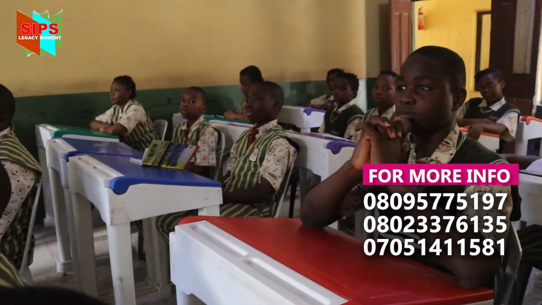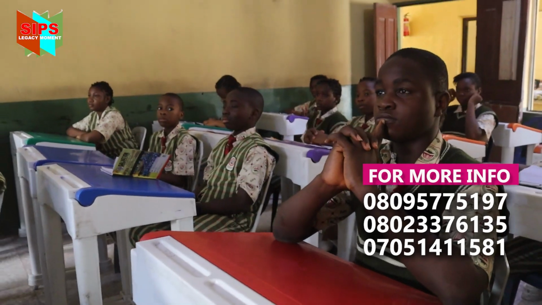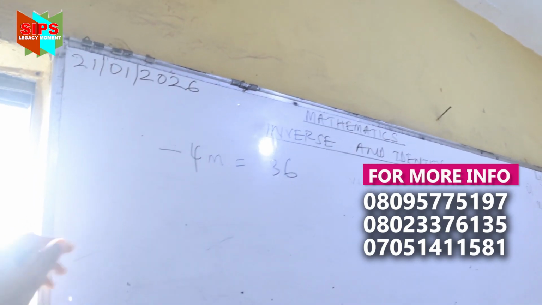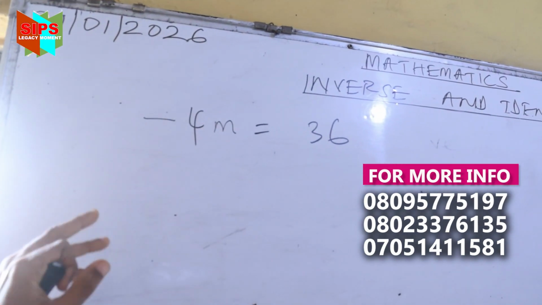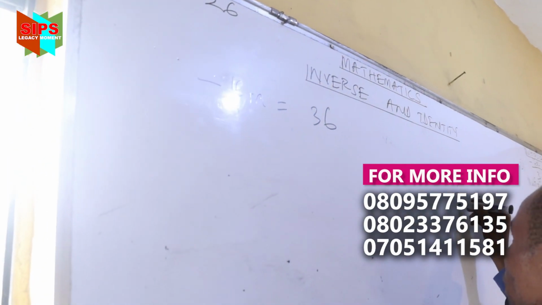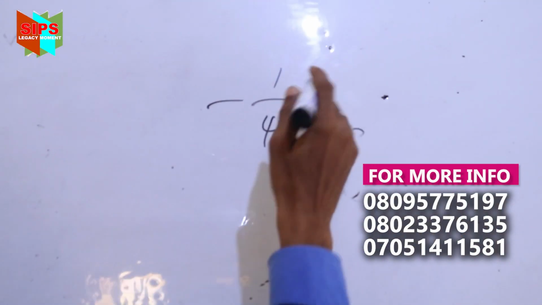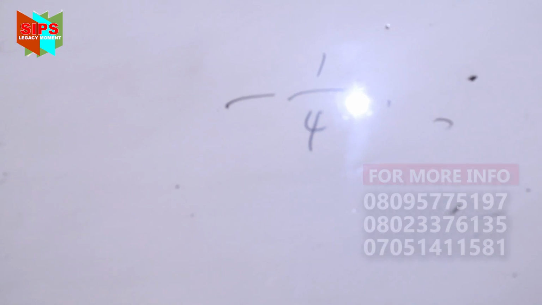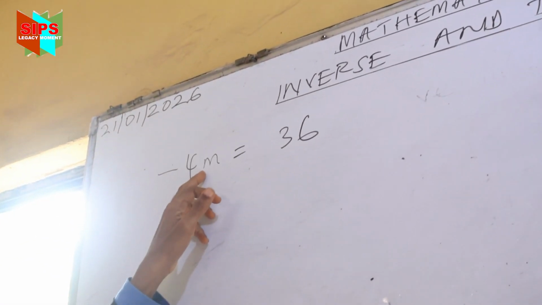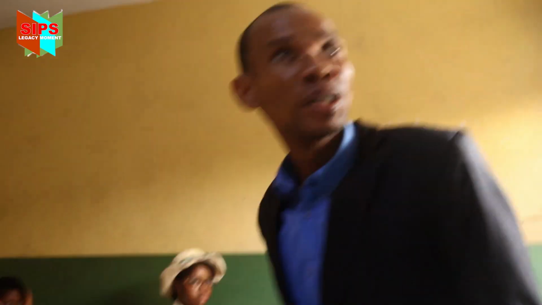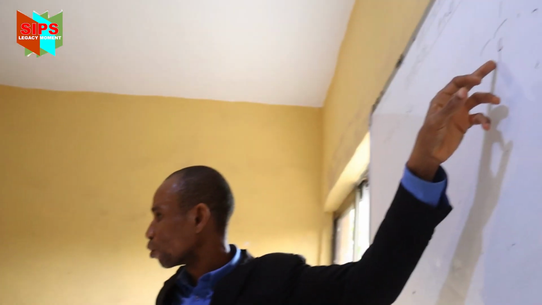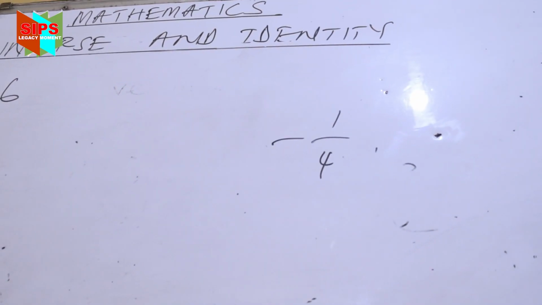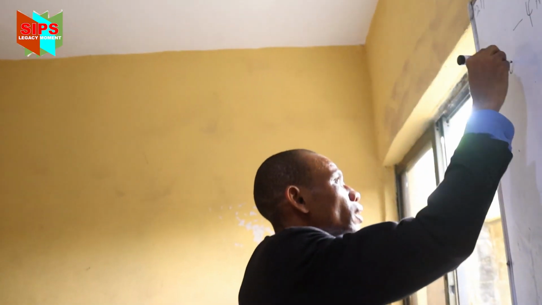Recall that we have minus 4m is equal to 36. The inverse of minus 4m is written as 1 all over 4m. But because we are looking for m, we are not going to include the m. Rather, our point of focus is on the fraction, or the figure itself. Is that taken? Yes, sir.